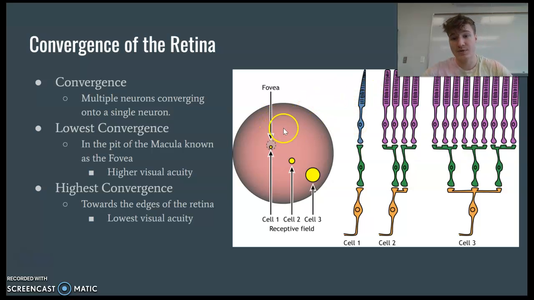On the other hand, as we move further away from there, towards the periphery and the edge of the retina, we are going to have more convergence observed, with more photoreceptors converging onto one bipolar cell, with multiple bipolar cells converging onto one ganglion cell. And this is going to be the area of lower visual acuity, where it's not the center of the visual fields as we see in the fovea and the macula, but it's just going to be lower visual acuity.